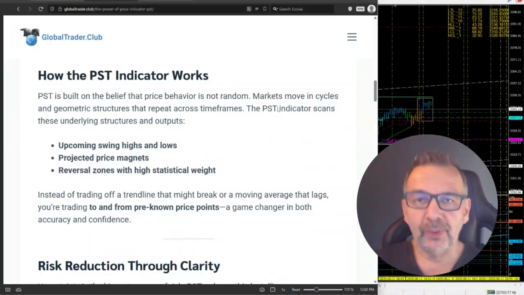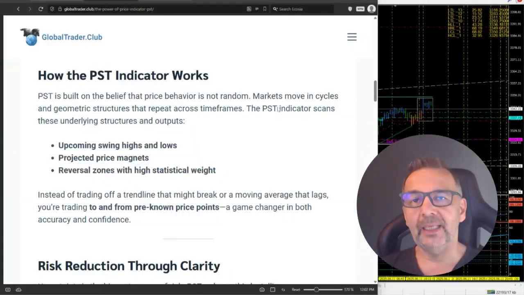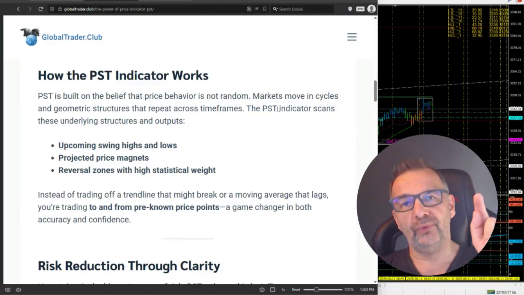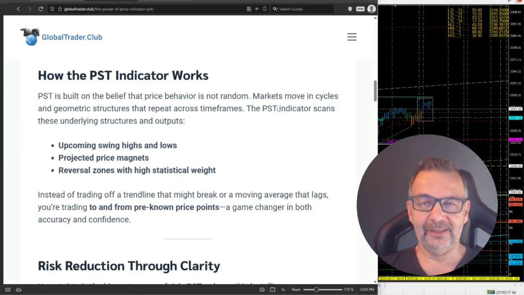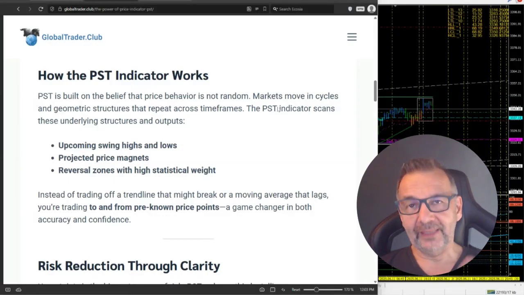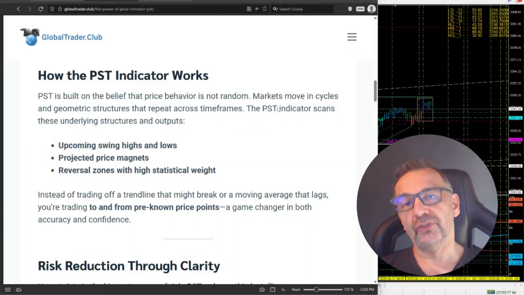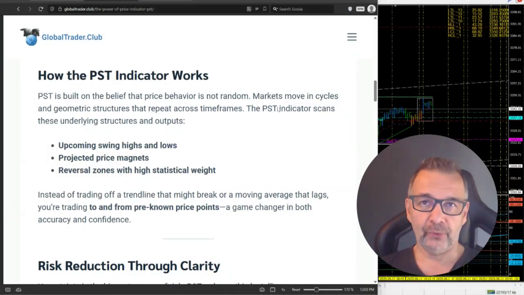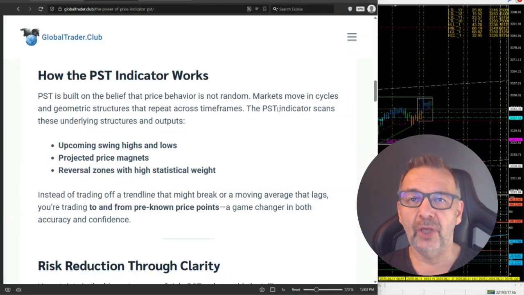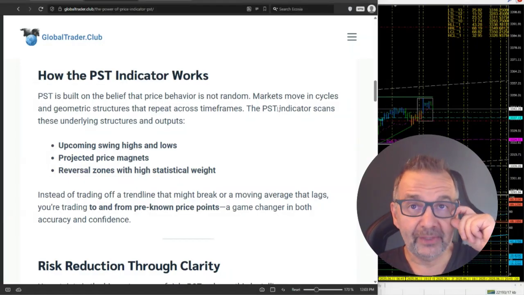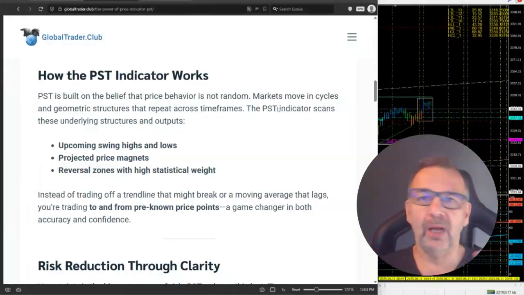When we have swing highs and swing lows, the PST indicator will give us price targets. We are going to a price, and on the monthly, weekly, daily, we want to know what that is. Because if we're in that direction, we're probably going to take profit at those levels. And if we're looking to reverse on a swing day and a swing hour, we want to be doing it at those price levels. So knowing these price levels in advance, this is not happening as the market's evolving.